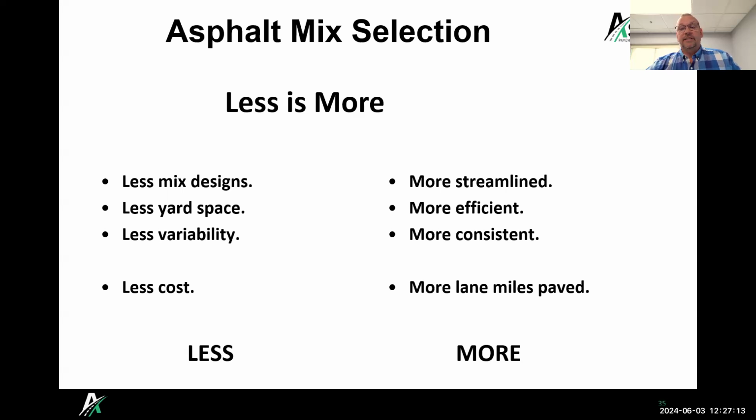It also makes it more consistent. If you're using the same aggregates, same proportions, and you're running that all the time, you're going to be a lot more consistent, so you're going to have better quality. And with less cost and better quality, we're going to get more lane miles paved and do a better job for the taxpayers.